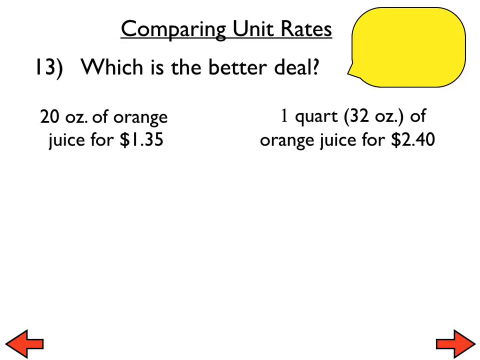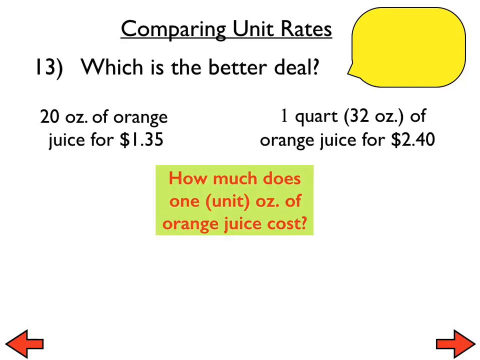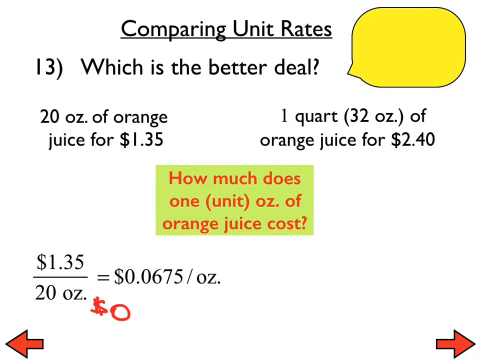So you would have to divide, let's do the first one first. How much does 1 unit, which is 1 ounce of orange juice, cost? So you're going to divide money on top. I'm going to do it for you. And you get 0.0675 per ounce. Now at the market, either the calculator or the computer is going to round this answer, round it to the nearest hundredth, because this is money. We only have as small as pennies. So this will be 7 cents per ounce. Go ahead and write that down. This 6 is rounded up to a 7.